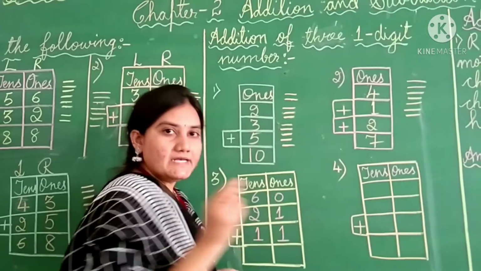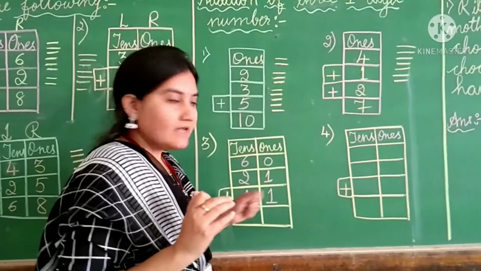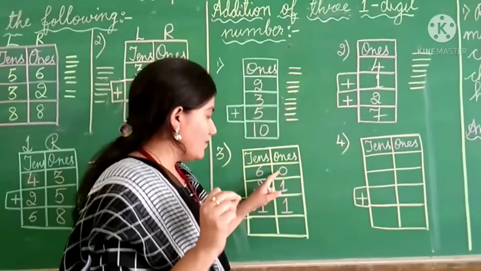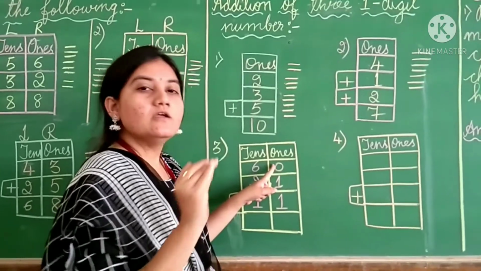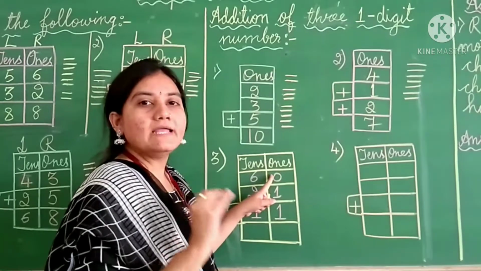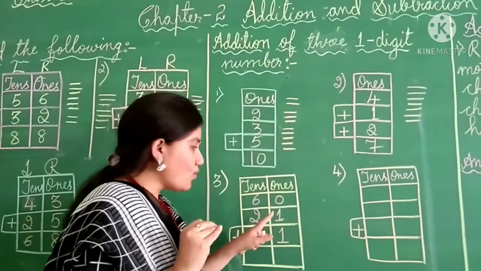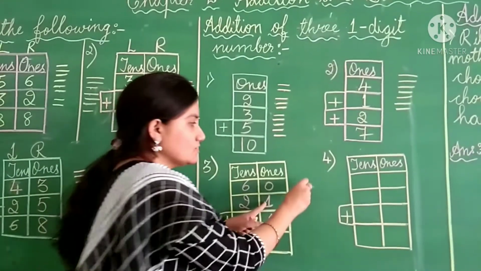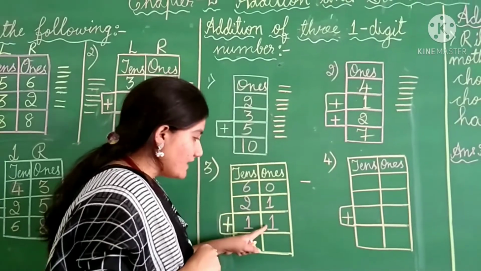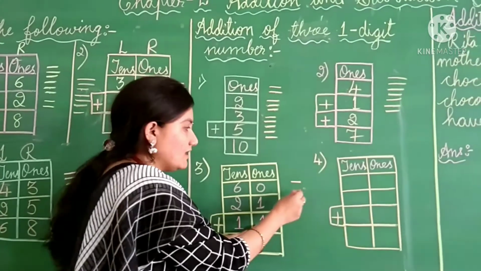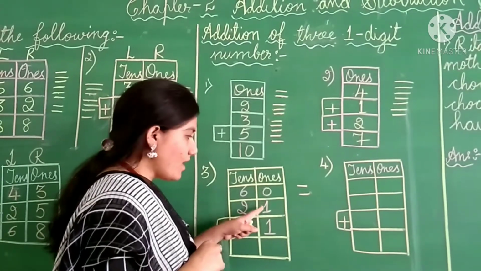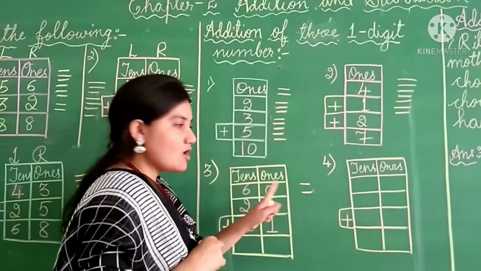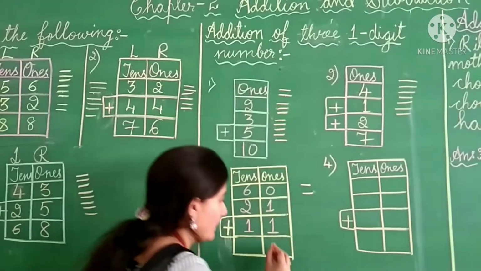So what is the first number here? 0. 0 means no line; for 0 we should not draw any line here. So next, what will we do here? The next number is 1, so I will draw 1 line. 0 means nothing. 1 line, 1 line, so 1, 2 it will be.